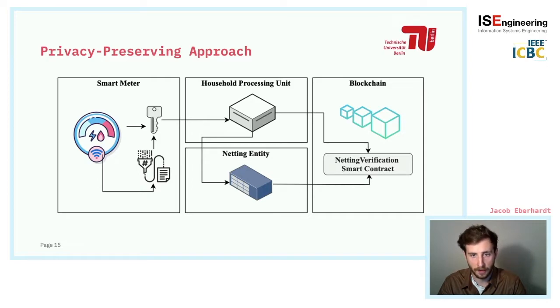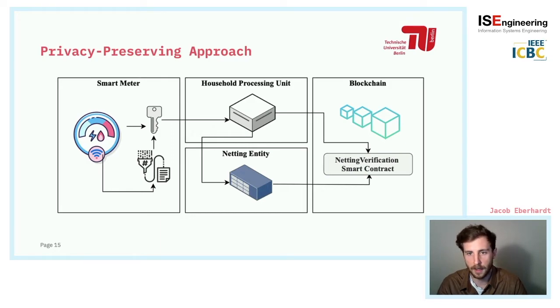The basic idea is now that this new netting entity collects the consumption data from household processing units and then calculates the netting by itself. It then sends the netting result to the smart contract, and the smart contract can verify that this netting happened correctly, but it somehow is able to do it without learning about the consumption data.